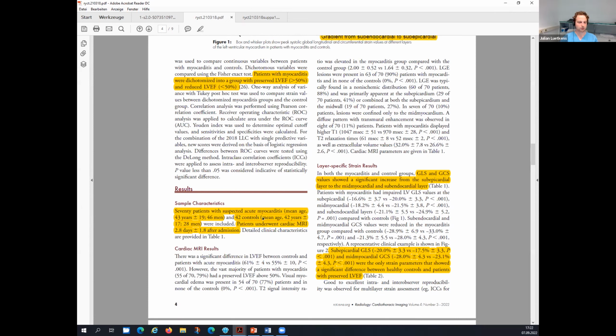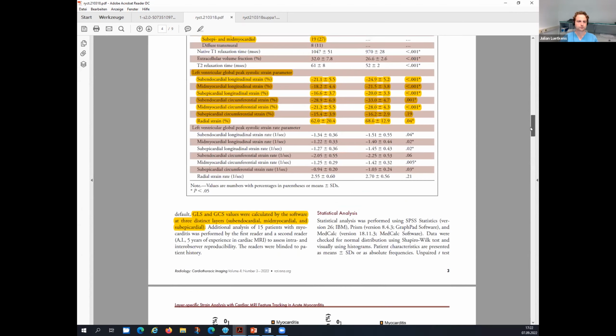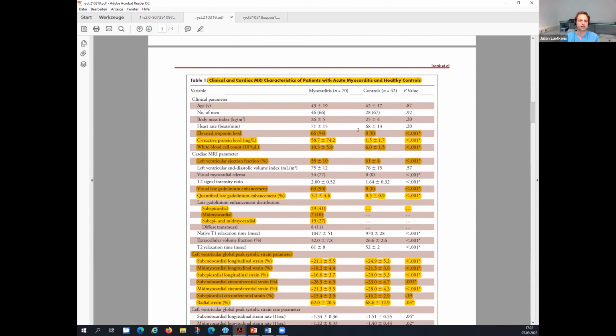If we go to the results, we could include 70 patients with acute myocarditis and 42 control participants. They were matched by age, and the gender distribution was also equal, and cardiac MRI was performed around 3 days after admission. Let's have a short look at the clinical and cardiac MRI characteristics of both groups.